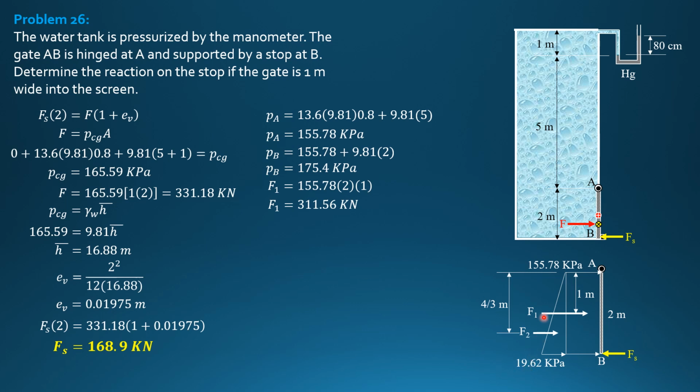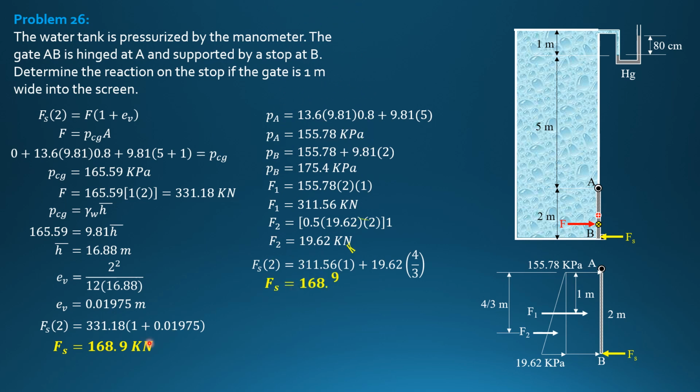F2, on the other hand, is the volume of this pressure diagram, area of triangle times perpendicular to the board, 1 meter again. So 1/2 or 0.5 of 19.62 times height 2 times perpendicular to the board 1. So F sub 2 is 19.62 kilonewtons. Finally, summation of moments about A equals 0. So F sub S times 2 equals F1 times 1 plus F2 times 4/3, because we already set up these moment arms. Solving for F sub S, it should be equal to that, 168.9.